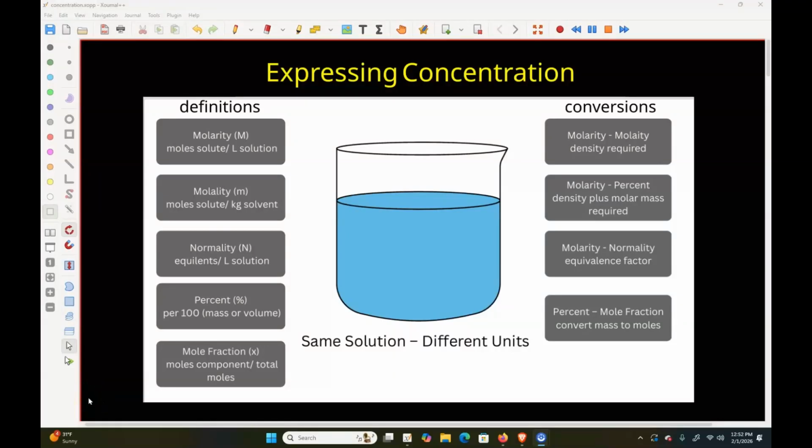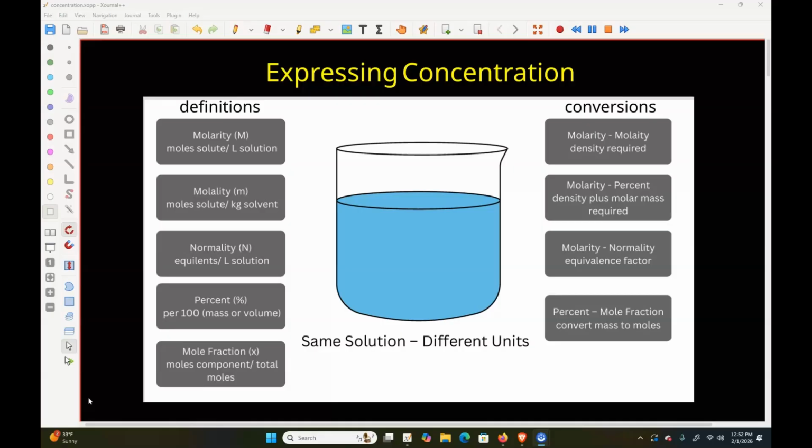Have you ever looked at a chemistry problem and thought, okay, but how concentrated is this stuff? Because in chemistry, it's not just about what a substance is, it's about how much of it is packed into a certain amount of solution. That's where concentration comes in. In this video, we're going to break down the 5 major ways chemists describe concentration.